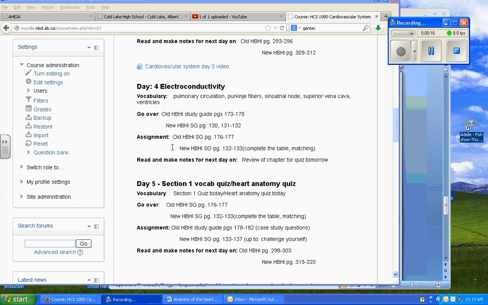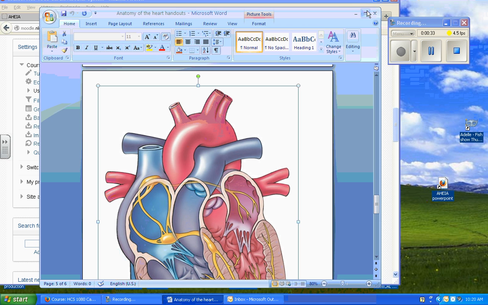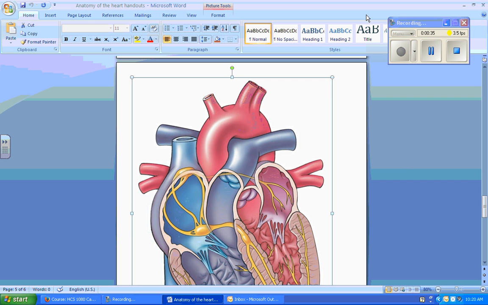The assignment today, you were to look at page 293 through 296 in the textbook that's looking at electroconductivity, and you were to look at the study guide pages 173 through 175 in the old study guide. So today's information, we are going to look at 293 through the end of the chapter and look at how things run in that heart.